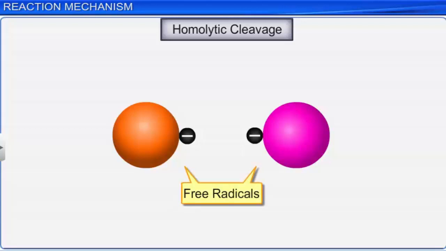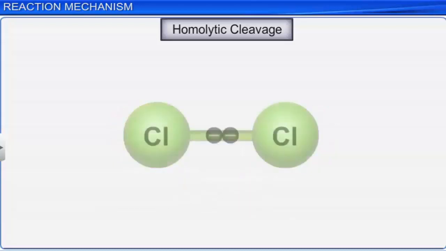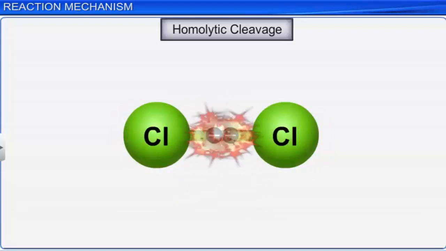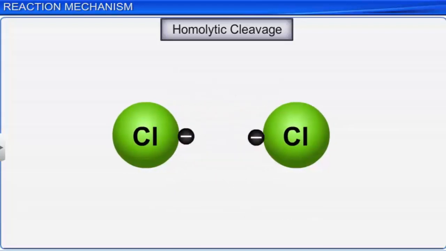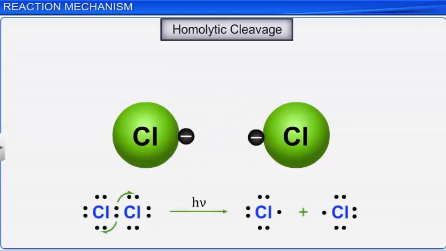The free radicals thus formed are highly reactive due to the presence of unpaired electrons. For example, the homolytic cleavage of the chlorine-chlorine bond in chlorine molecules, induced by heat or light, leads to the formation of two chlorine free radicals.